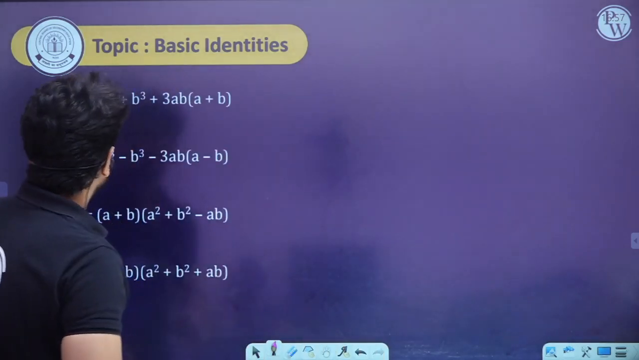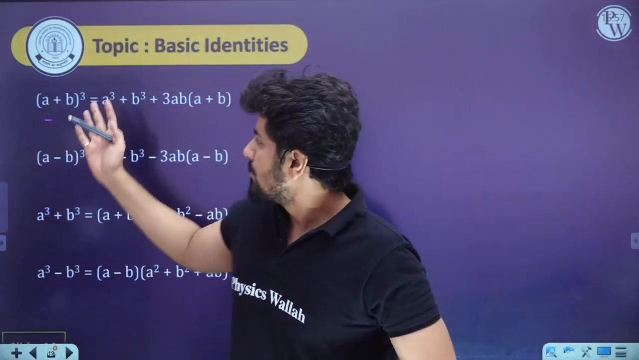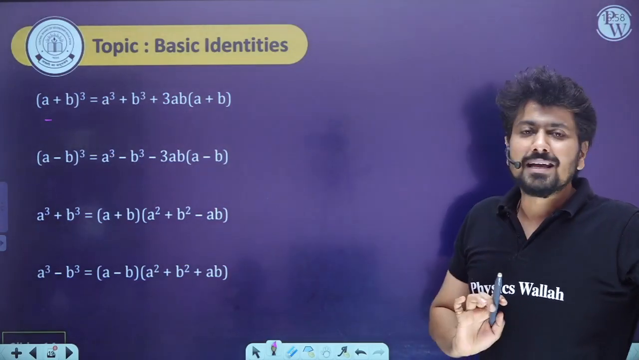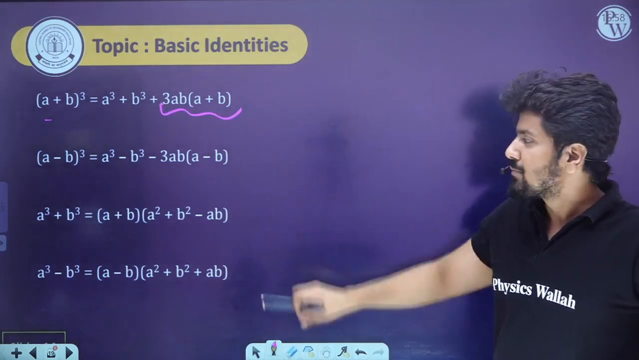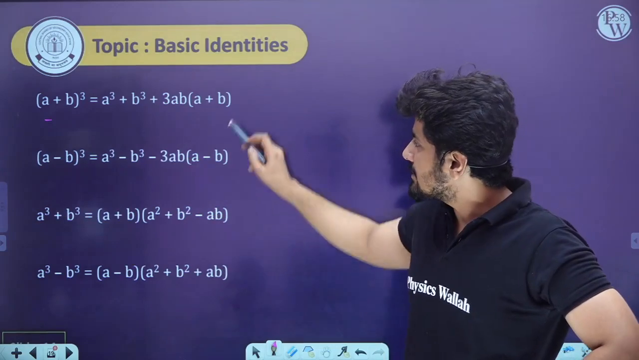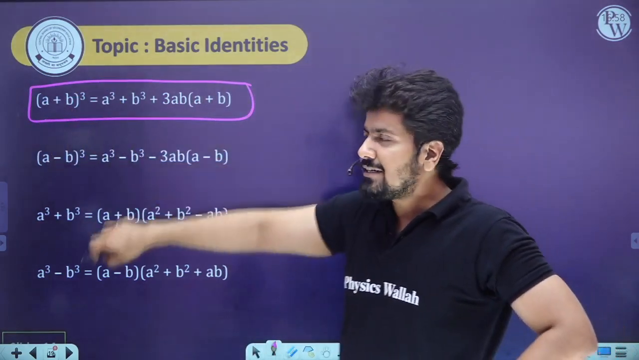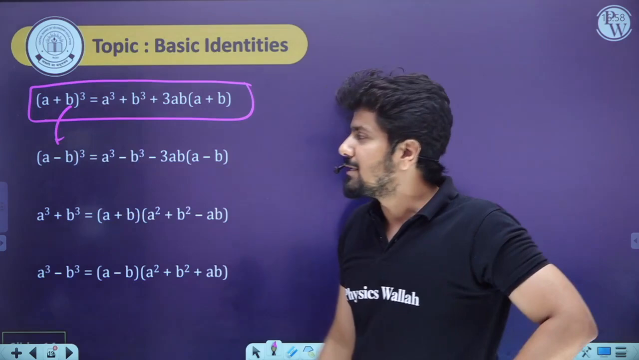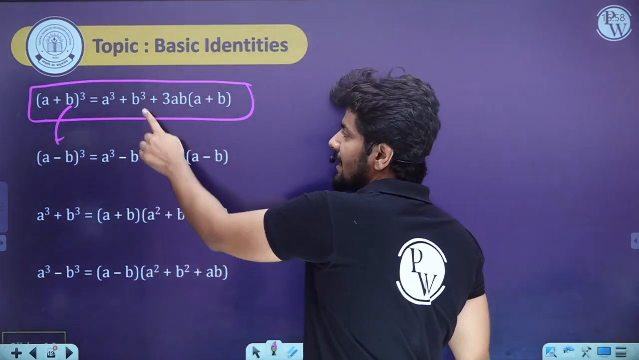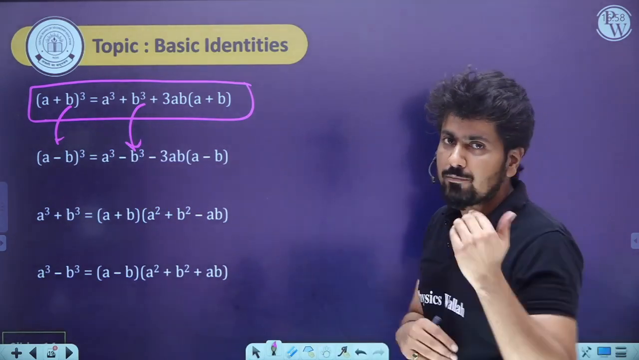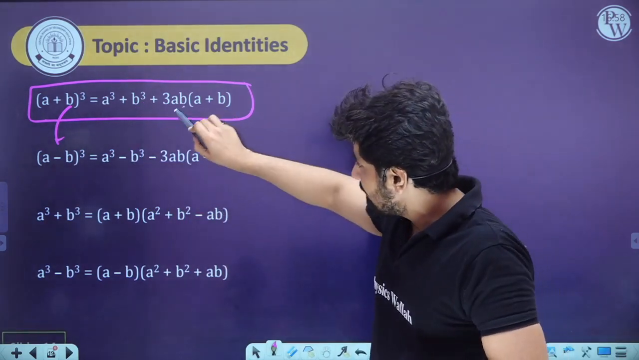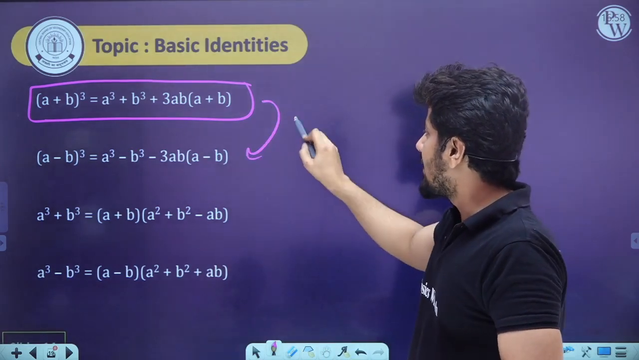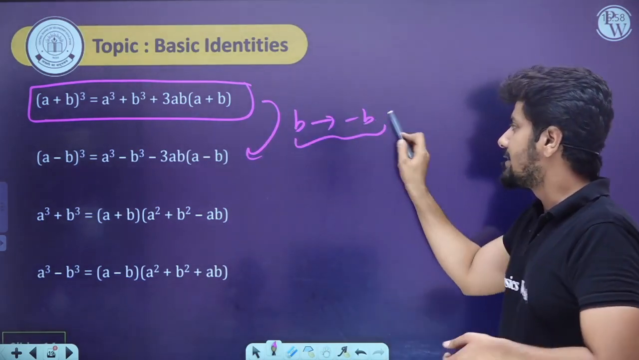Let's move ahead. A plus b whole cube, I hope everybody knows this. This is equal to a cube plus b cube plus 3ab multiplied by a plus b. Suppose we have a minus b whole cube, so you just need to remember the first identity. You don't even need to remember the second identity. Simply replace b with minus b. If you replace b with minus b, I will get here minus b cube, right? The cube of minus b is minus b cube. Here I will be getting minus 3ab into a minus b. So these two are very important identities. Simply replace b with minus b, and you will derive the second identity as well.